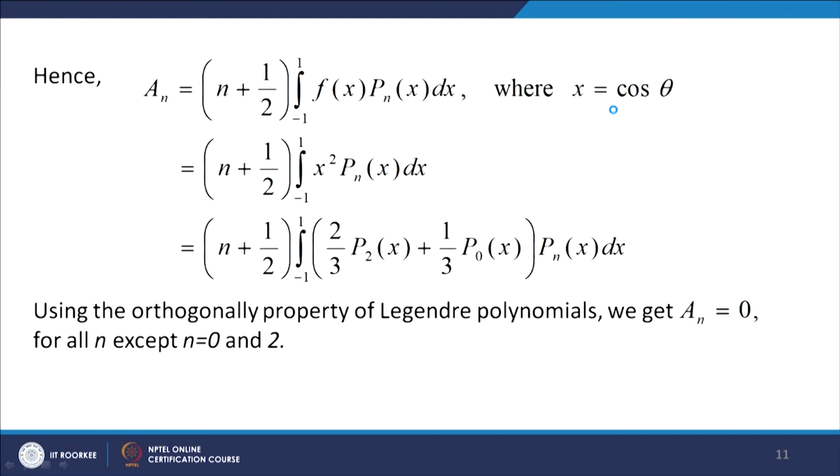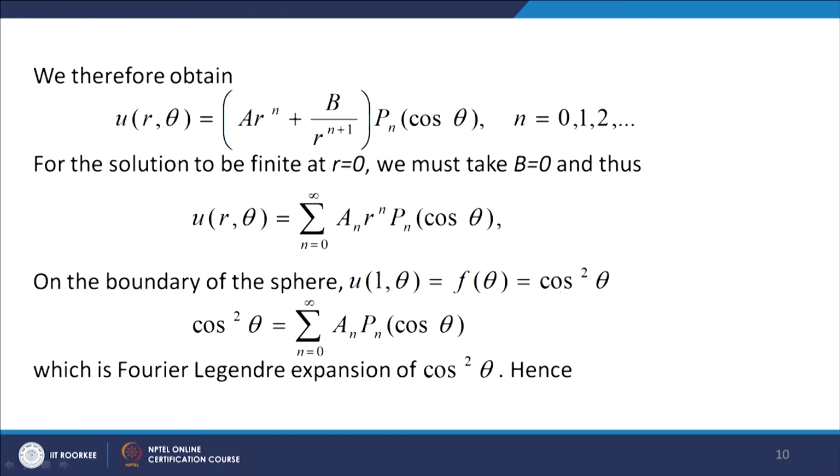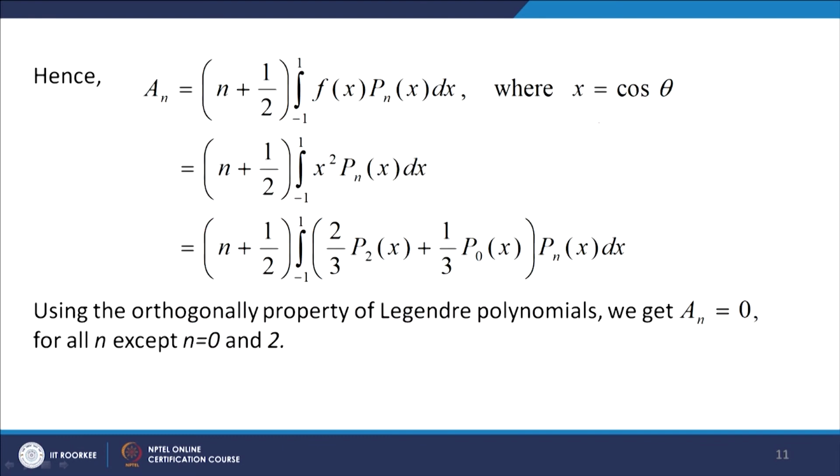on the boundary f(theta) is cos square theta. So, f(x) becomes cos square theta when x is equal to cos theta. So, let me write f(x) equal to x square. What I mean is that on the boundary the temperature is cos square theta.